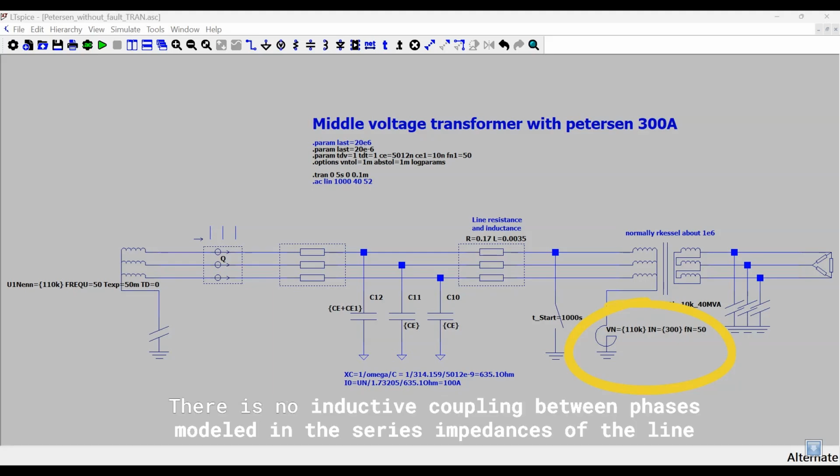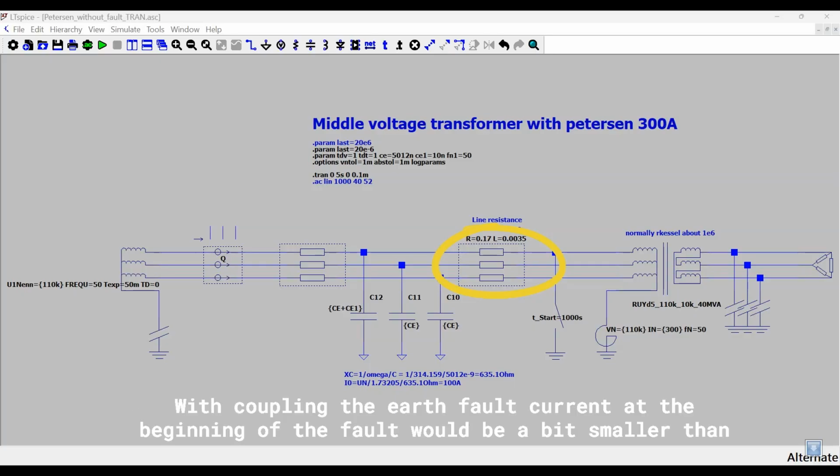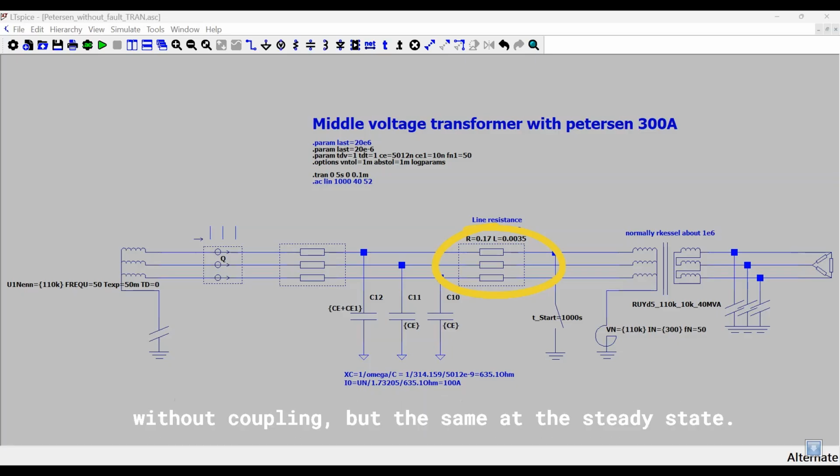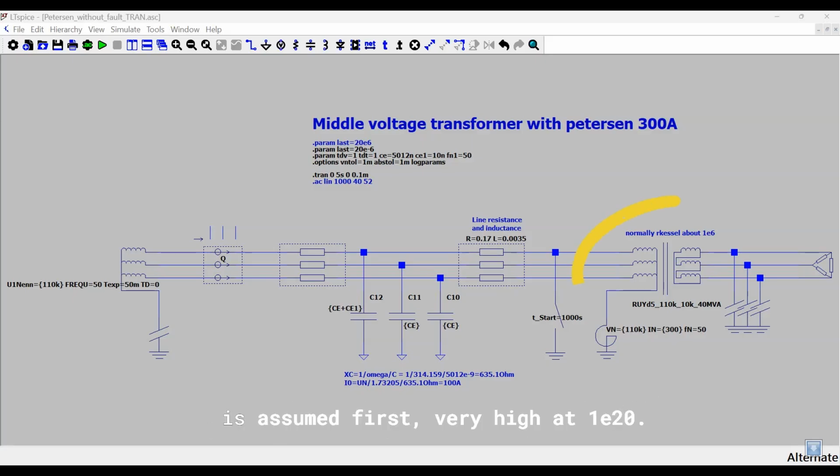There is no inductive coupling between phases modeled in the series impedances of the line because our focus is the operation of the Petersen. With coupling, the earth fault current at the beginning of the fault would be a bit smaller than without coupling, but the same at the steady state. The transformer is assumed linear, and the magnetic resistance of the oil tank is assumed first very high at 1E20. This means no oil or tank considered. The transformer core is a 3-leg core.